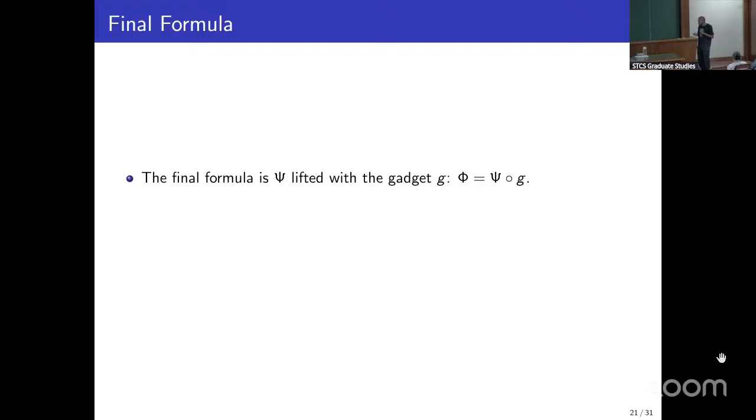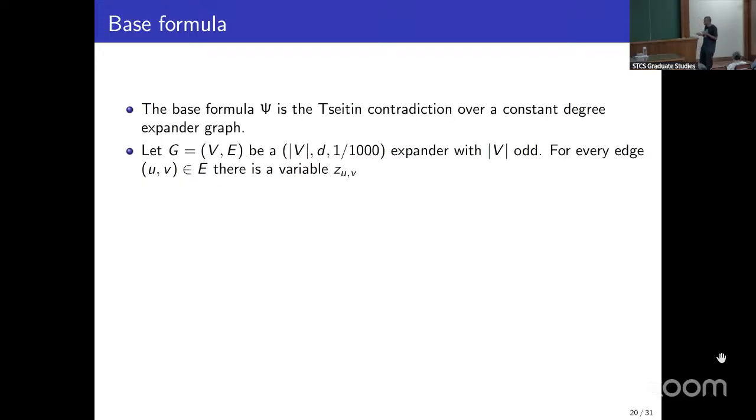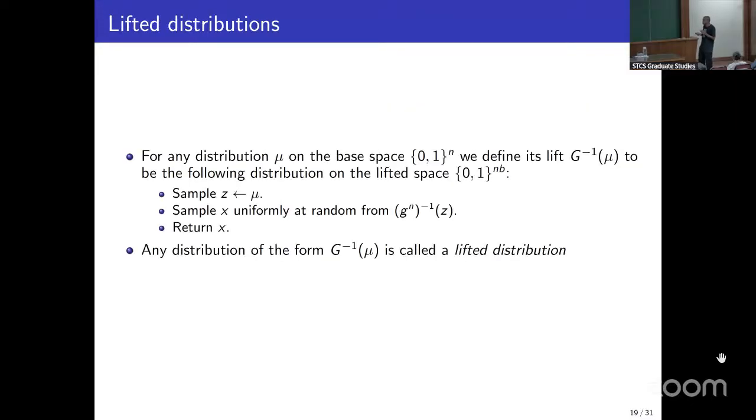And now I'll show a very brief proof sketch. Before that, I'll define some terms. I'll just define one thing: what's a lifted distribution. So let's say you have a distribution mu on the base space. I define its lift, G inverse of mu, to be the output of the following sampling procedure. First, you sample Z according to mu, where Z is an element of {0,1} power n. Then you sample X uniformly at random from one of its pre-images and return X. And any such distribution is called a lifted distribution.